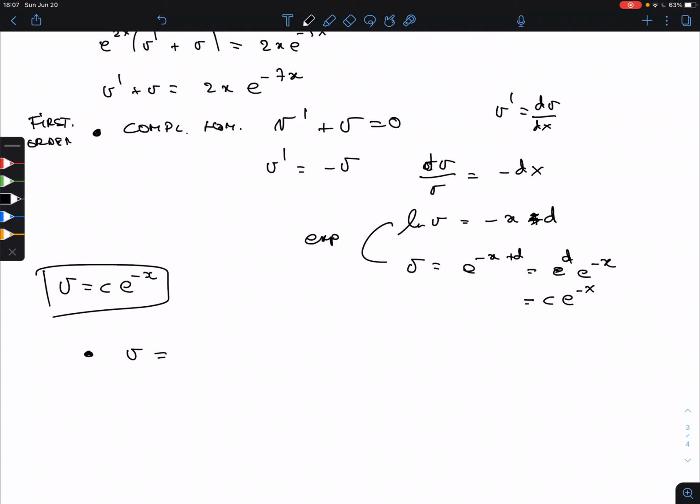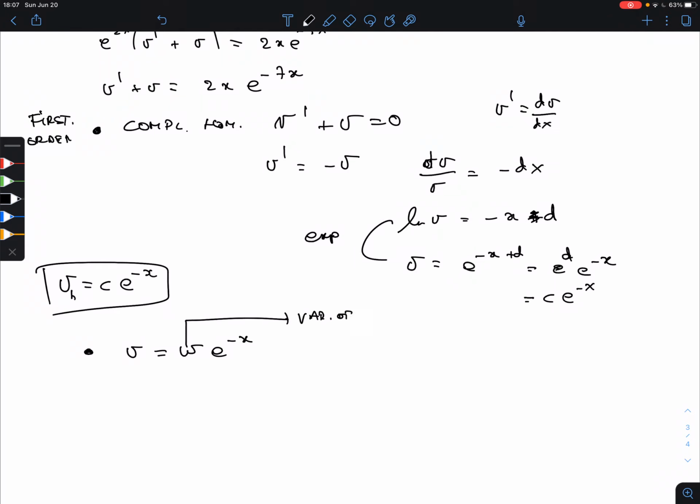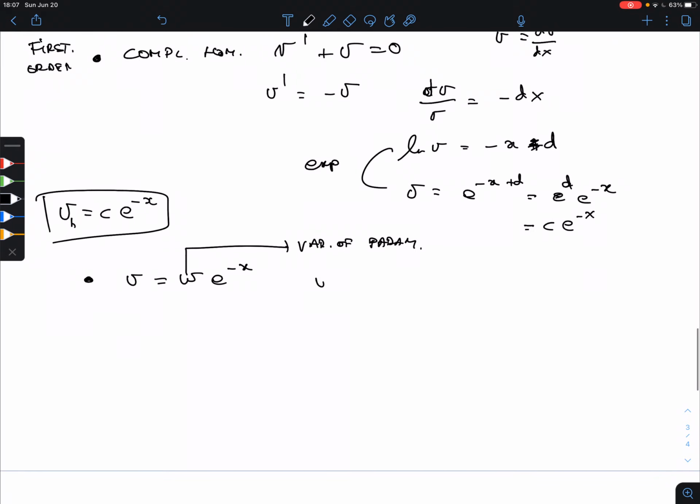V is now variation of parameters, but I have u already. In this case, I cannot say it's an intermediate calculation, because u is there, right? So I'm introducing a w here, e to the minus x. Remember, you take one of these homogeneous solutions, I put the h here to make clear that it's a homogeneous one, and you put a parameter here. So this is our variation of parameters. That's the parameter, if you want.